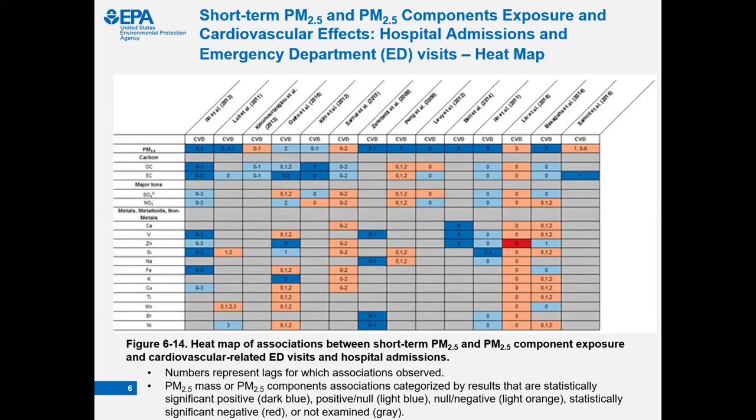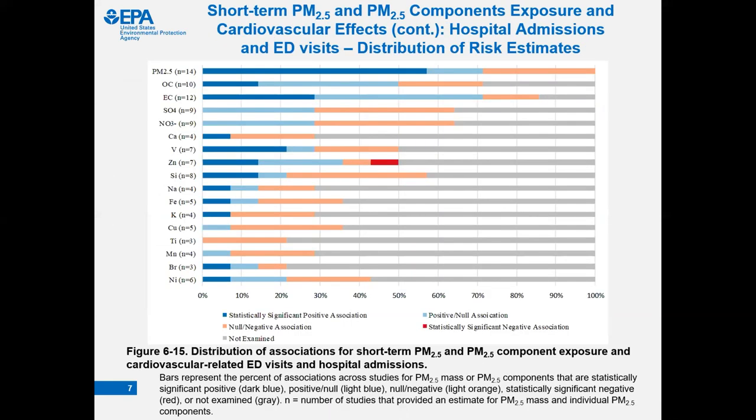This is a heat map where we try to note the pattern of associations across studies. The different colors correspond to the strength of that association, whether it was statistically significant, positive, null, etc. We then took that information and developed these bar charts, which show the distribution of associations across the studies that we evaluated, to further allow us to inform our conclusions.